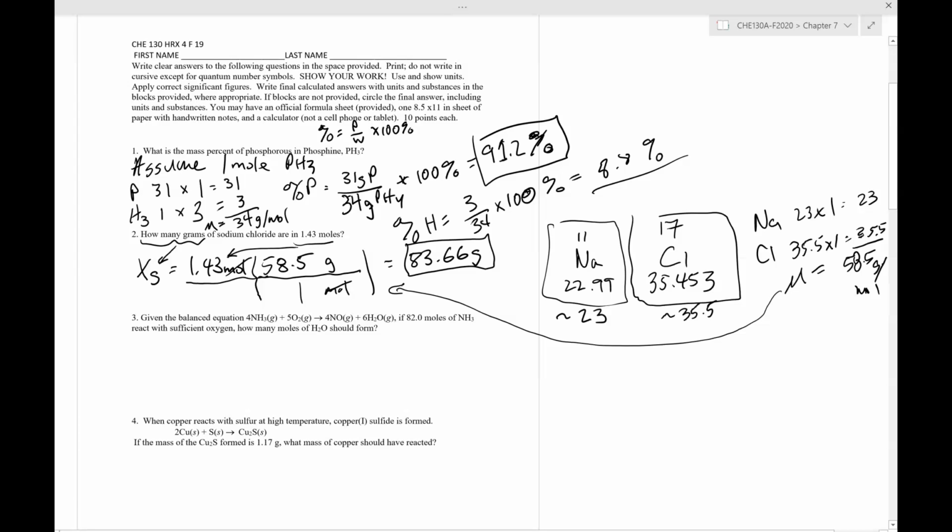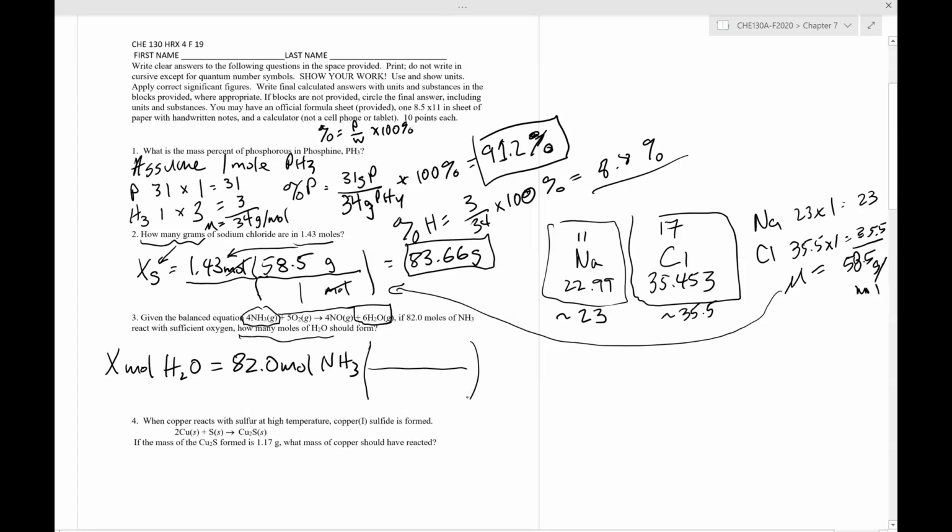All right, question 3, we're given a balanced equation, and we're asked to figure out how many moles of water can be formed from our 82 moles of ammonia. So our question is how many moles of water, so X moles H2O, are equal to 82 moles of ammonia, NH3. And if I look at my equation, I can see that I have a 4 in front of ammonia and a 6 in front of water when it's balanced. That gives me a conversion factor, and that is that every time 4 moles of ammonia react, 6 moles of water form.